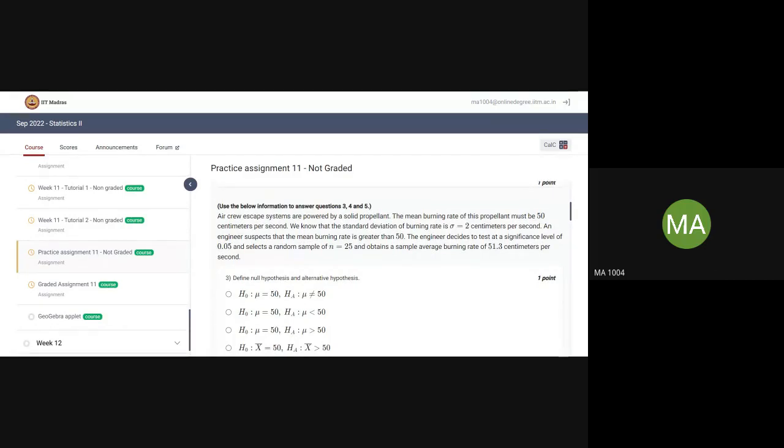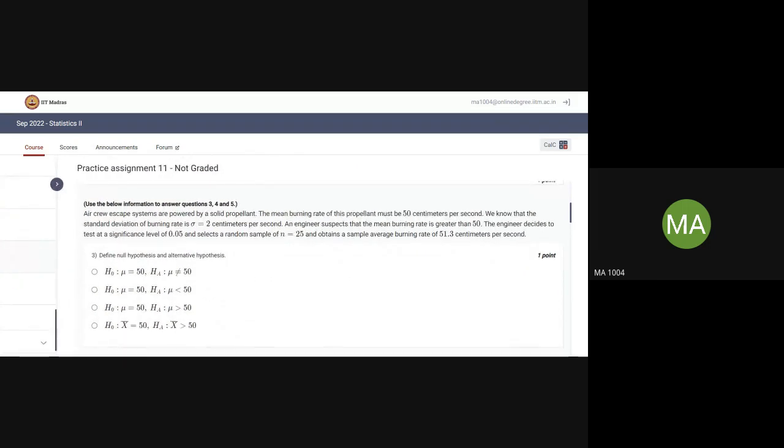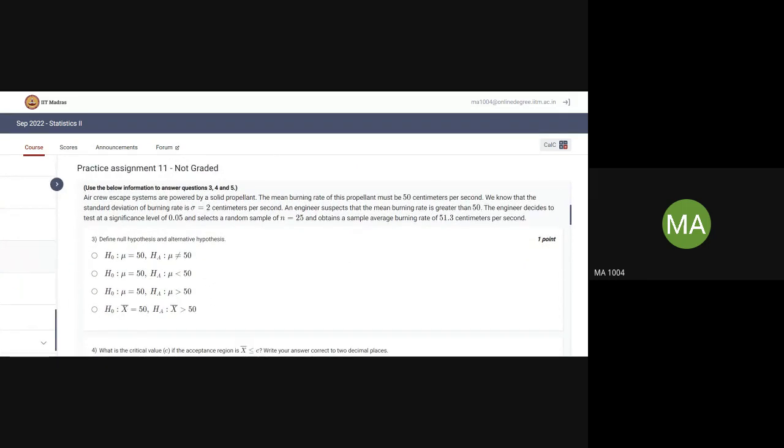Okay, look at this question here. This aircrew escape system. It says aircrew escape systems are powered by a solid propellant. The mean burning rate of this propellant must be 50 centimeters per second. We know that the standard deviation of burning rate is 2 centimeters per second, and the engineer suspects that the mean burning rate is greater than 50. The engineer decides to test at a significance level of 0.05. So just look till the second line.